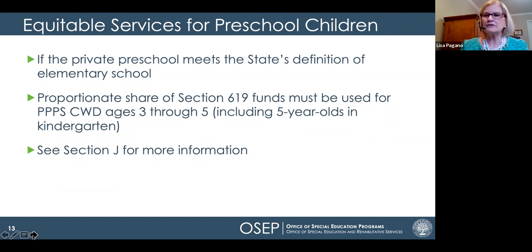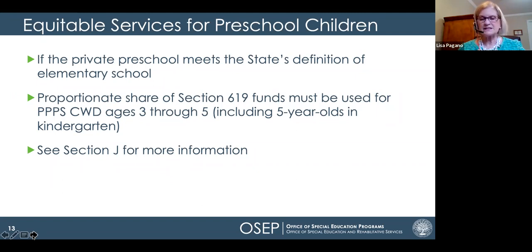So we've received a number of questions over the years about what about preschool children? Are preschool children with disabilities included in the population of children who may be eligible for equitable services? One of the threshold questions is, does the private preschool where the child is attending meet the state's definition of elementary school? Because there are some private preschools that will not meet that definition. And if that's the case, then we would not consider that child to be a parentally placed private school child that would be in the mix for equitable services.